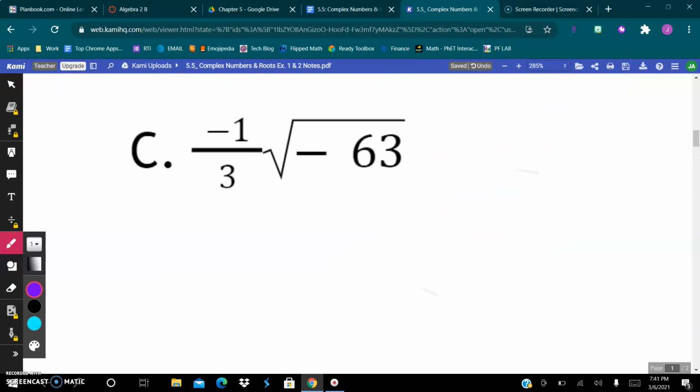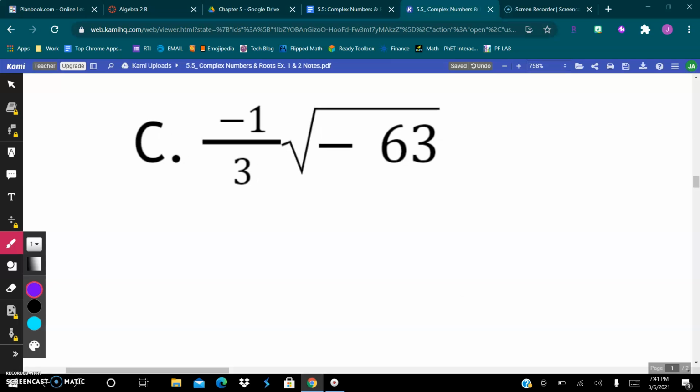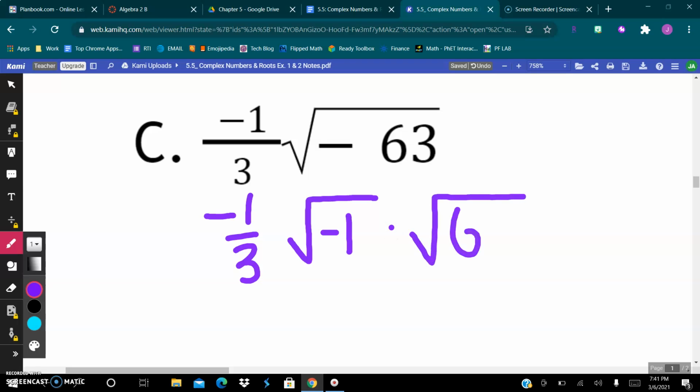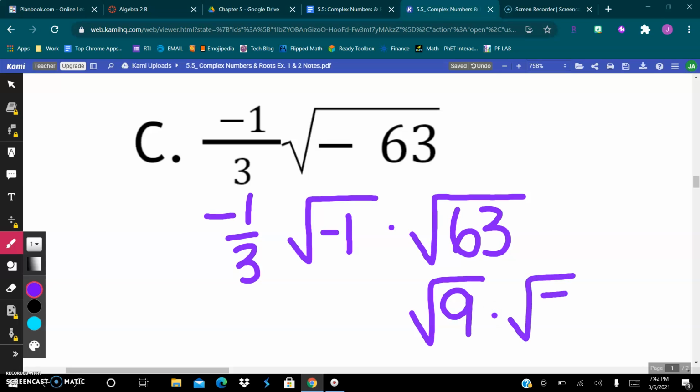Another one here, we have a fraction out front, so we're not going to do anything with that just yet. Square root of negative 63 would be, the negative sign is a negative 1, and then we have the square root of 63. 63 is 9 times 7, and 9 is in my list of perfect squares. So 63 is 9 times 7, so we can break that up. The square root of negative 1 is an i, and then we have this negative 1/3 out front.